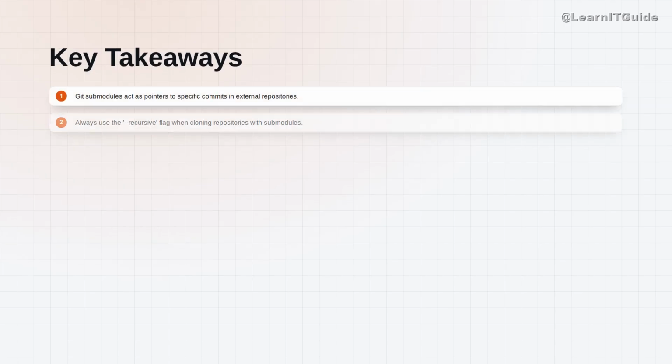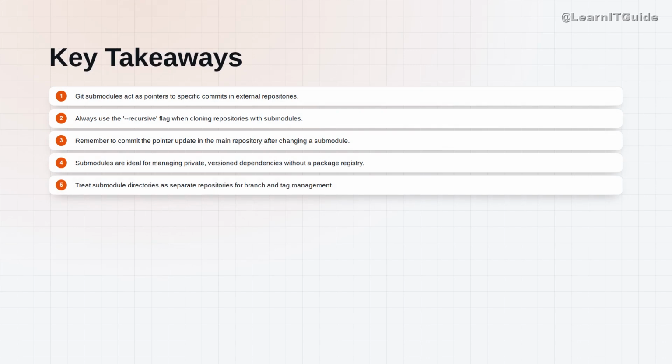To wrap this up, remember these key points. Submodules are just pointers to specific commits, which is why they are so stable. Always remember to use the recursive flag when cloning so you don't end up with empty folders. When you update a submodule, you must commit that pointer update in the main repository. Otherwise, the update is effectively invisible to your team. Submodules are the best way to handle private dependencies without setting up a private package registry.